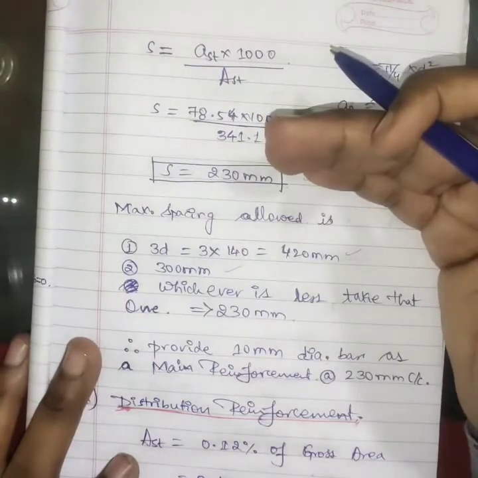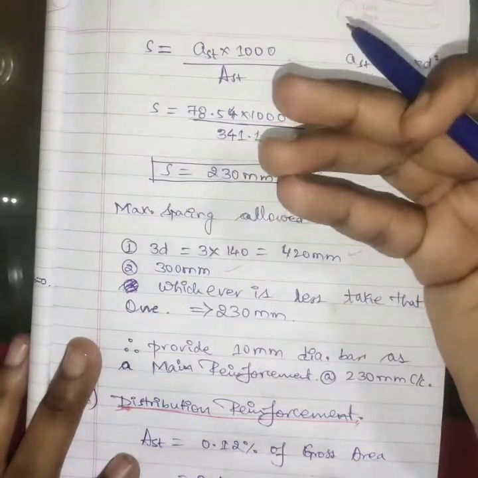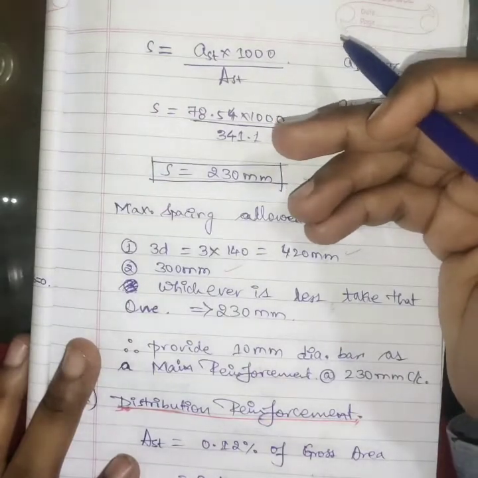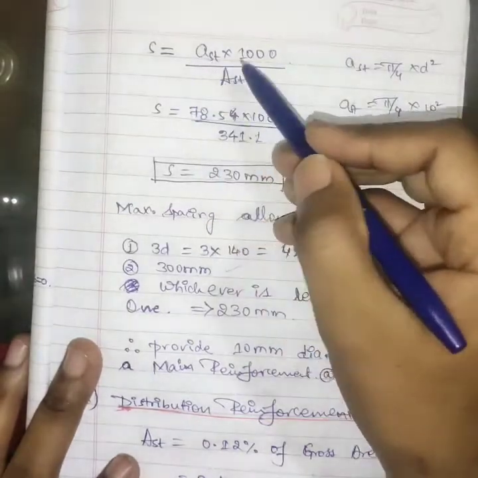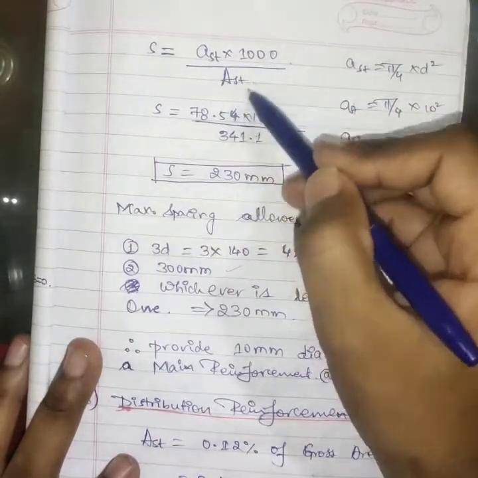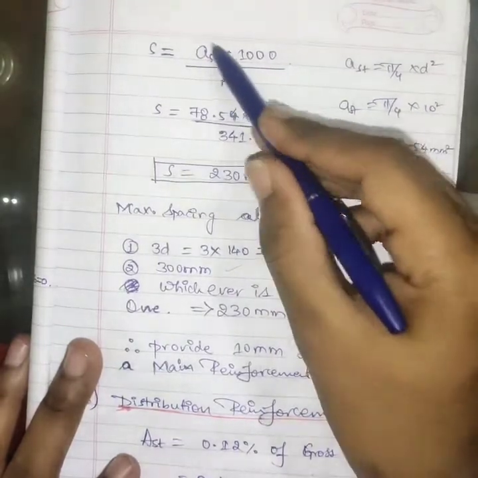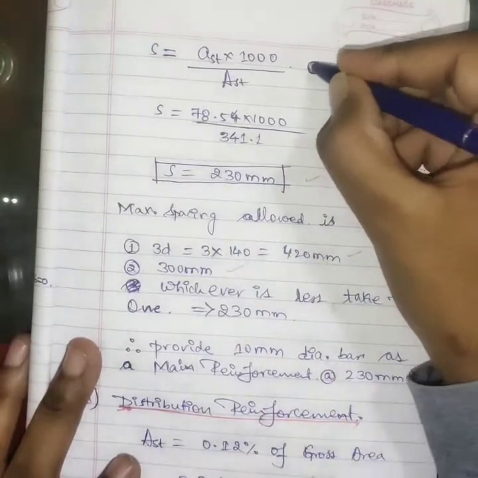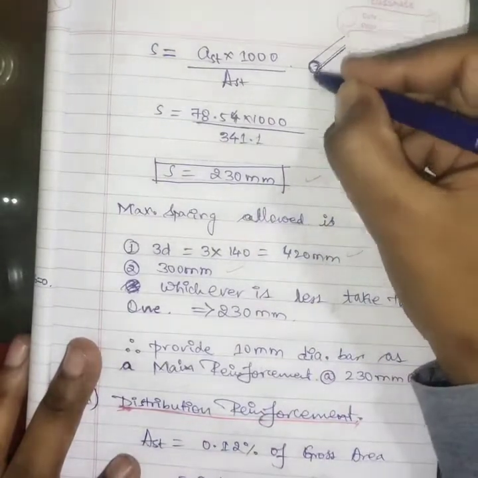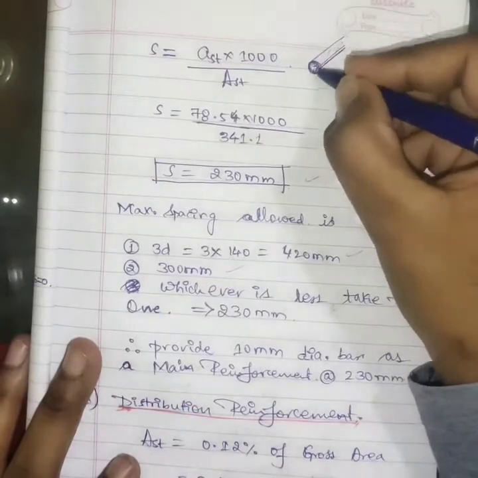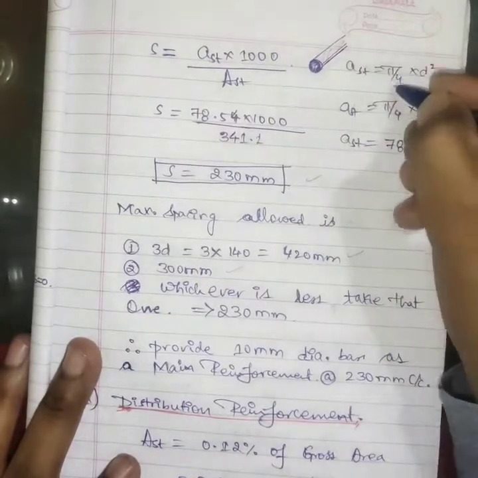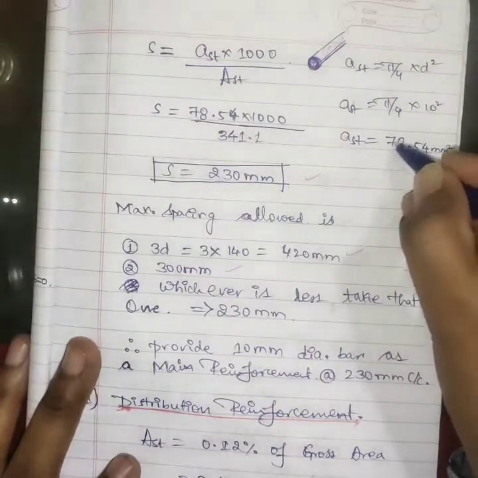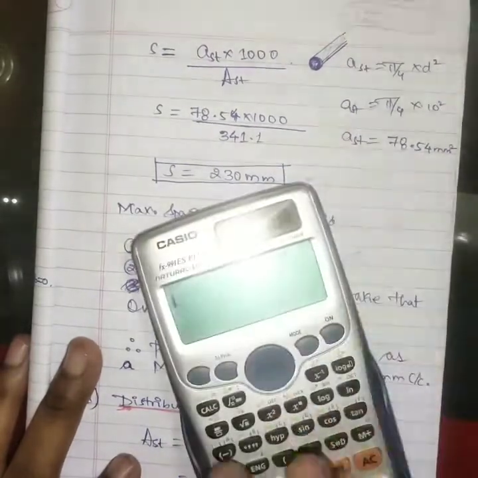For finding the spacing, the formula is given in the codebook, that is S is equal to small a into 1000 divided by capital AST. So small a is nothing but the area of one bar, the diameter of the bar. How do we calculate this area? Pi by 4 into d square. Pi by 4 into 10 square, it will become 78.54.